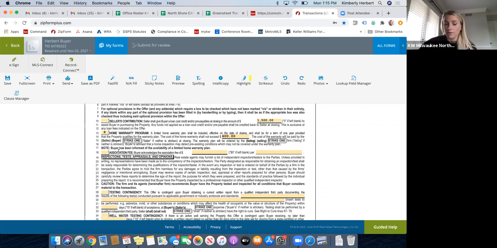Line 18 acknowledges if there's an association fee. So specifically for a condo or a homeowners association, we would acknowledge that here as well. Lines 19 through 27 are more or less a disclosure that states that real estate agents may furnish a list of inspectors, but it's basically up to the buyer to do their due diligence as to whether they have an inspection and who they're hiring to do the inspection. So it's more or less a disclosure.